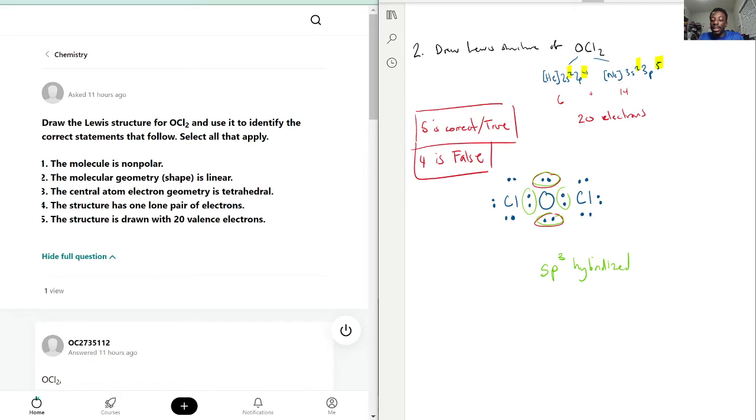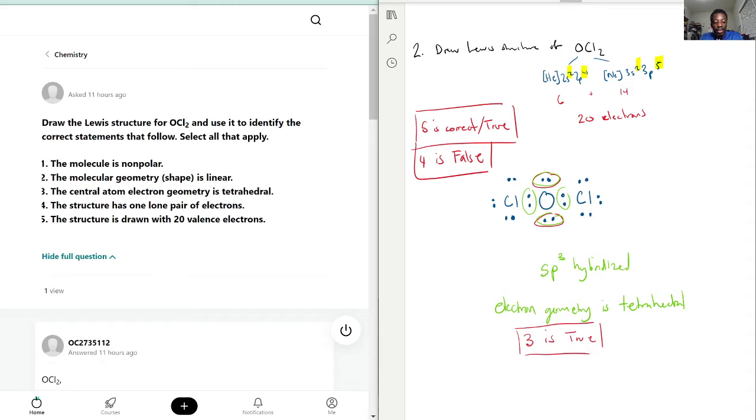And when something is sp3 hybridized, the electron geometry is indeed tetrahedral. So with that being said, 3 is true. Okay? That is correct because it's sp3 hybridized, the electron geometry is indeed tetrahedral, and that's how we can actually get that.